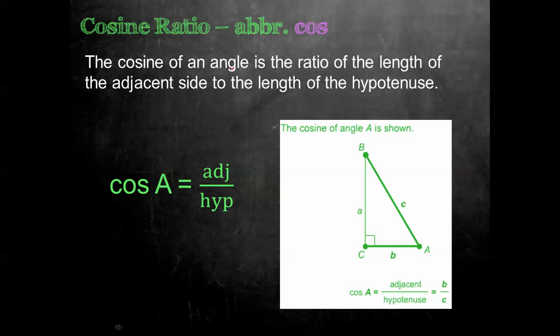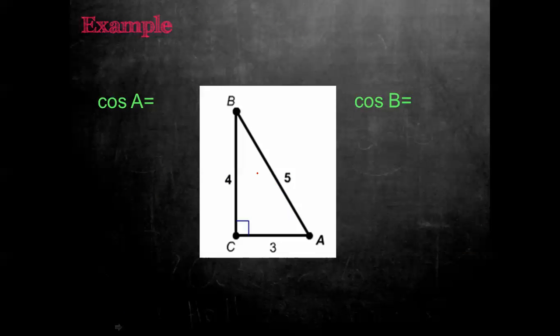Now, cosine is adjacent over hypotenuse. So we want to do the adjacent side, that's the leg that's not the hypotenuse, and then we want to put it over the hypotenuse. For example, for cosine A, the adjacent side is going to be B, and the hypotenuse is going to be C. So the cosine of angle A is going to be the adjacent, which is 3, over the hypotenuse, which is 5. And then the cosine of B, adjacent is going to be 4, and the hypotenuse is 5.